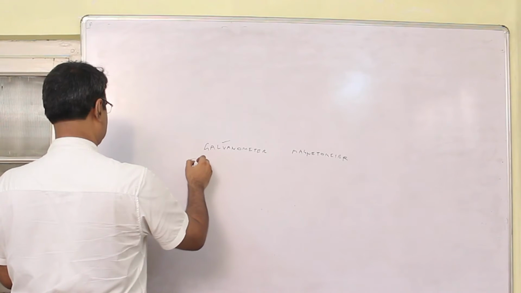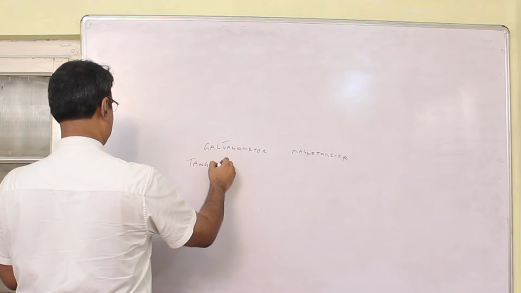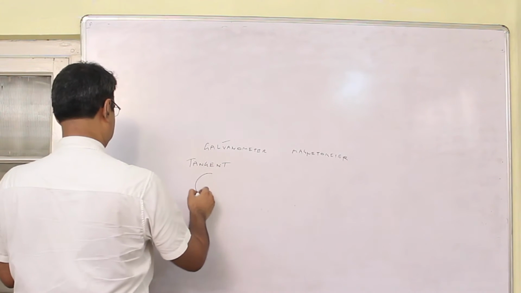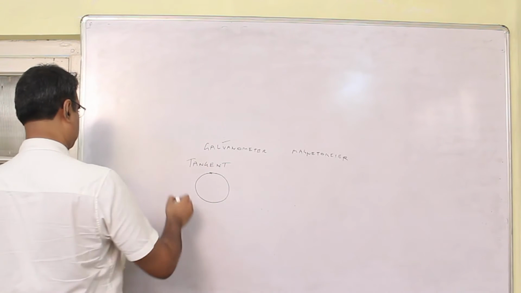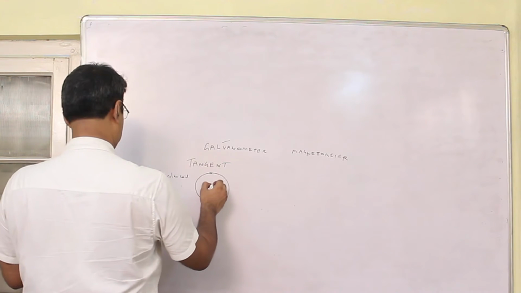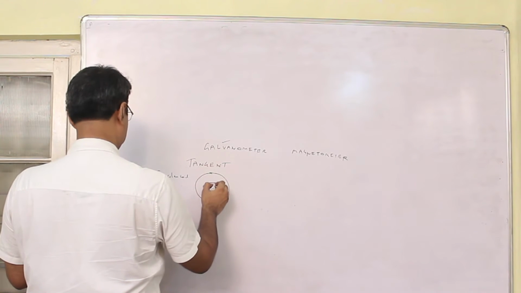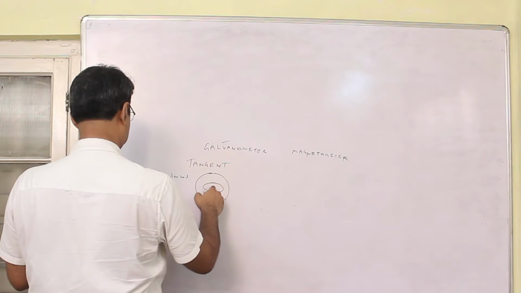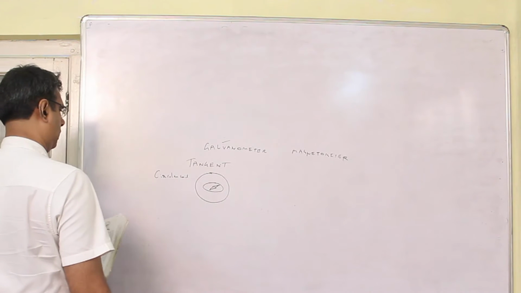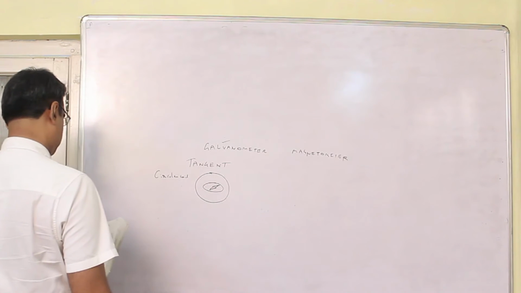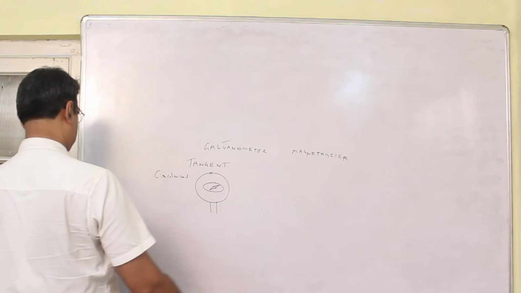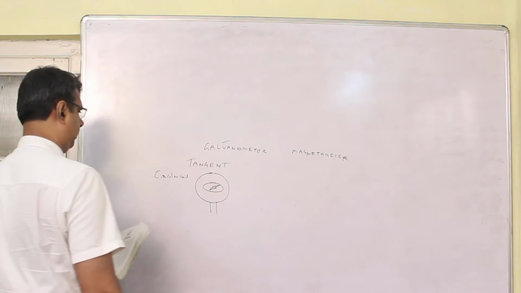Galvanometer is of 2 types. The first one is called a tangent galvanometer. Now in a tangent galvanometer, there is a circular coil like this, and right at the center there is a compass needle pivoted at the center of the coil, and this entire assembly is held on a frame.